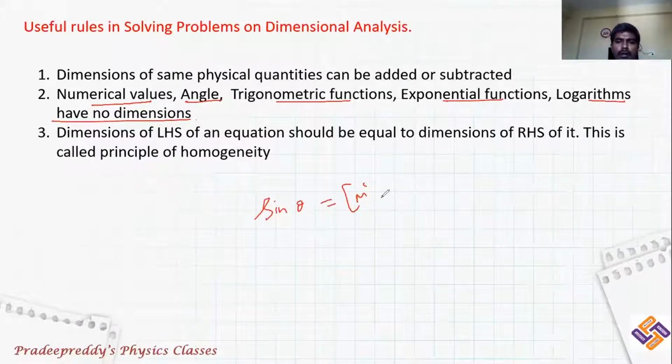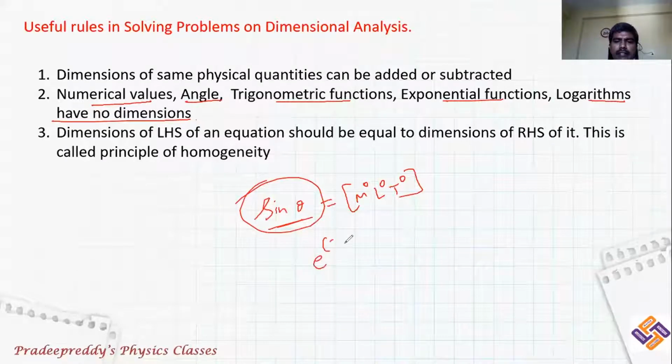M power 0, L power 0, T power 0. Sine theta has no dimensions. Similarly, you have e power 3x square. Y is equal to e power 3x square. We have one equation like this. As it is an exponential function, exponential raised to 3x square, whenever there is an exponential function, its dimension should be equal to 0.